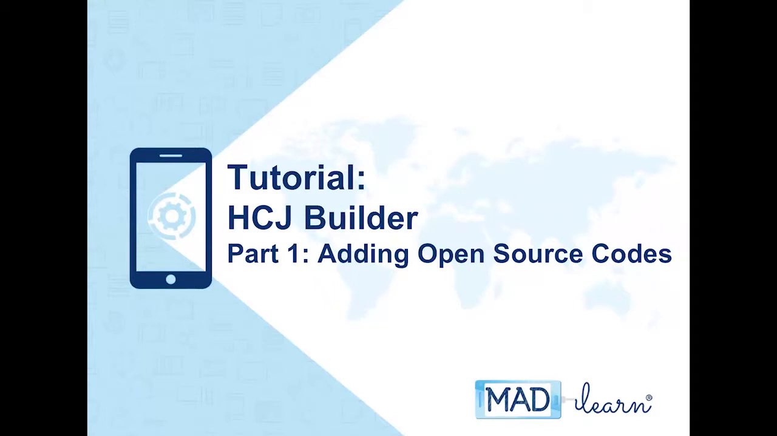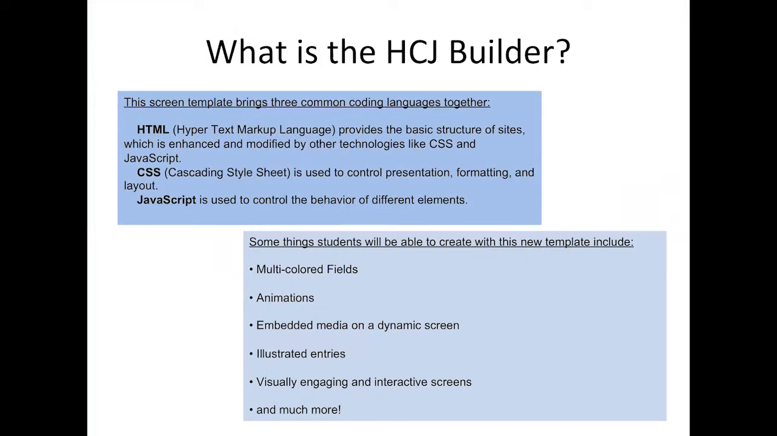Welcome to the HCJ Builder, a template developed by MadLearn to introduce students to coding. The HCJ Builder uses three common coding languages to create more interesting screens: HTML, CSS, and JavaScript.